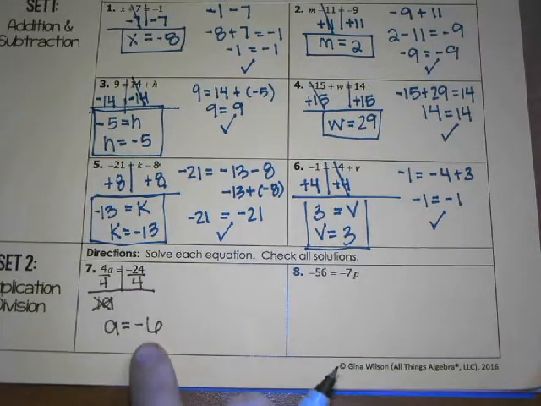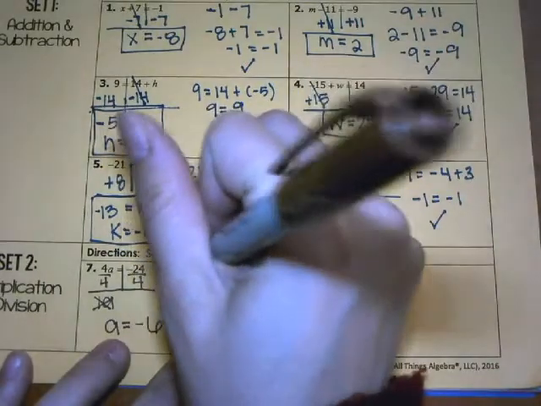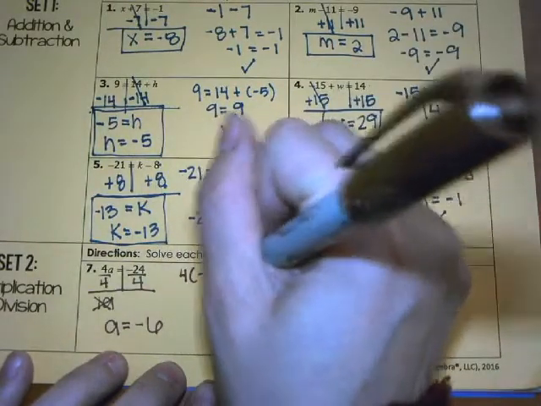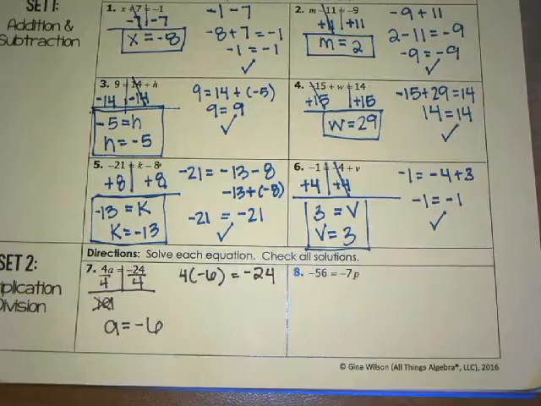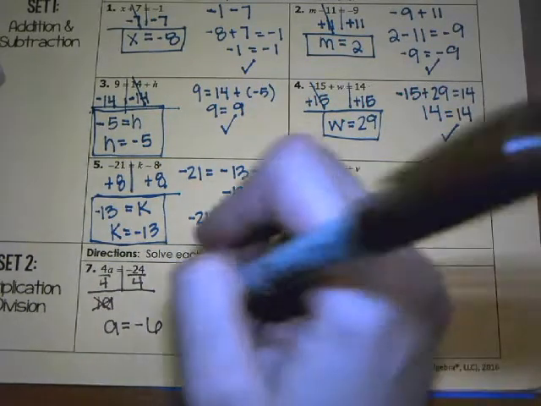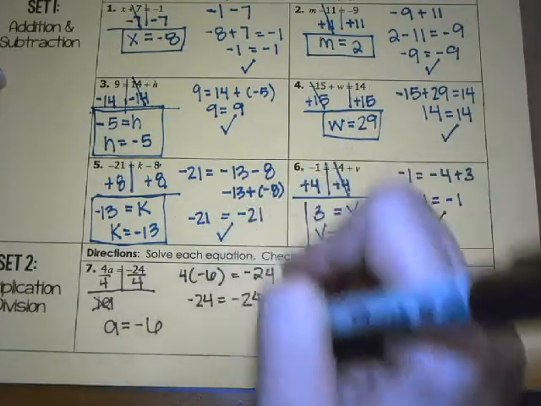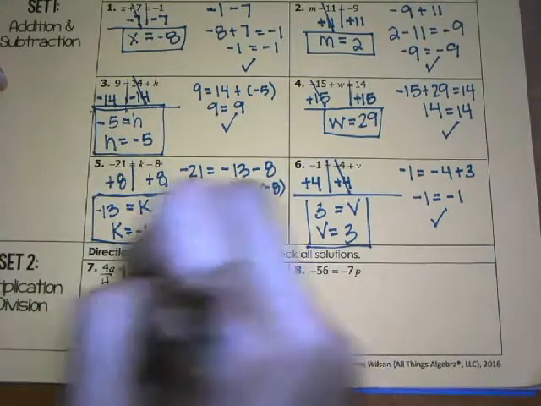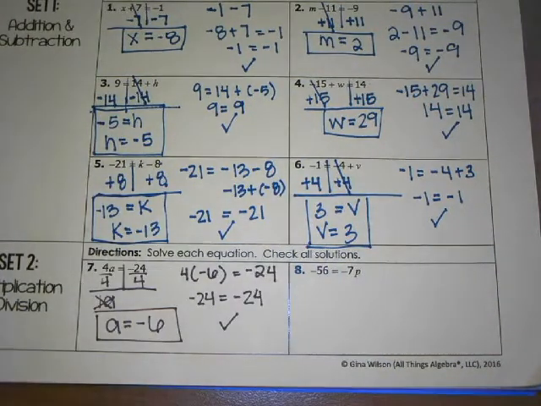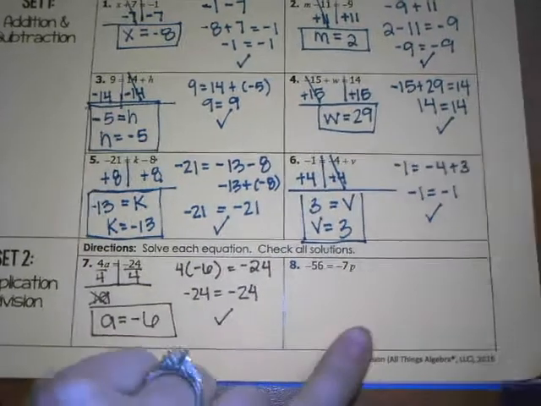Okay, so if I plug negative 6 back in, I have 4 times negative 6 equals a negative 24. What's 4 times negative 6, everyone? And does negative 24 equal a negative 24? So that's how we know we did it right. If you plug it back in and you're getting the negative part wrong, you know you messed something up somewhere. Okay, so please be really, really careful with that part.